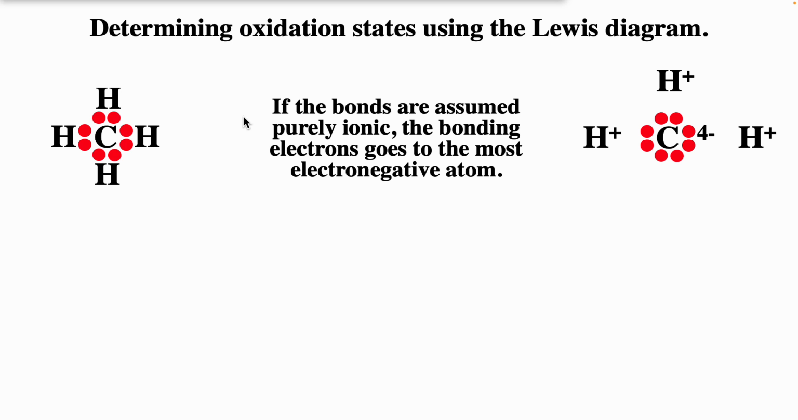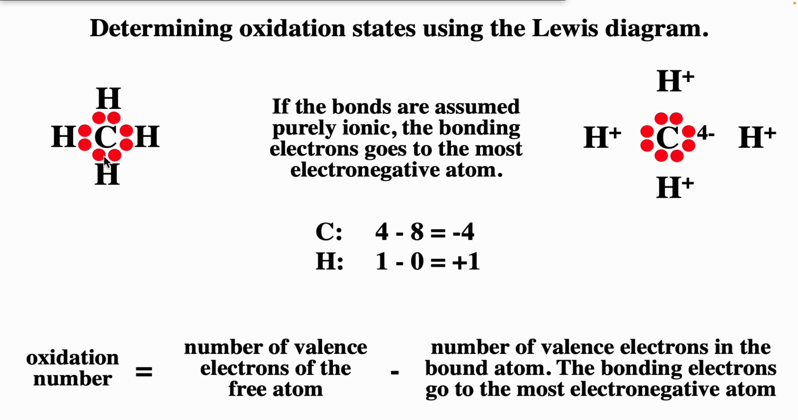And so we can start with the Lewis diagram. Again, the bonding electrons go to the more electronegative atom. Carbon's more electronegative than hydrogen. Now we can go number of valence electrons of the free atom, and so that would be 4 for carbon, minus 2, 4, 6, 8. And so we get a -4 for the oxidation state of the carbon in this compound.